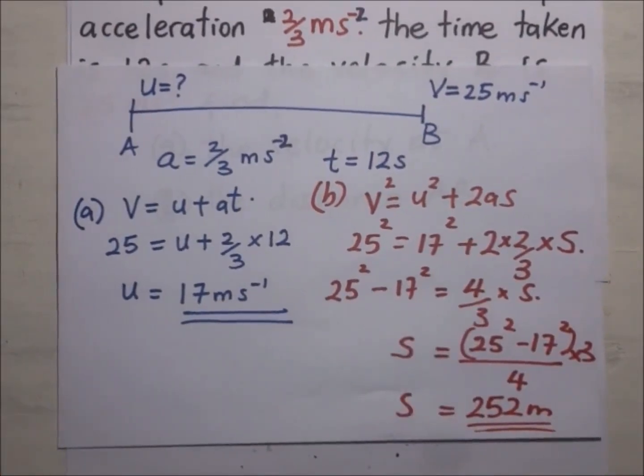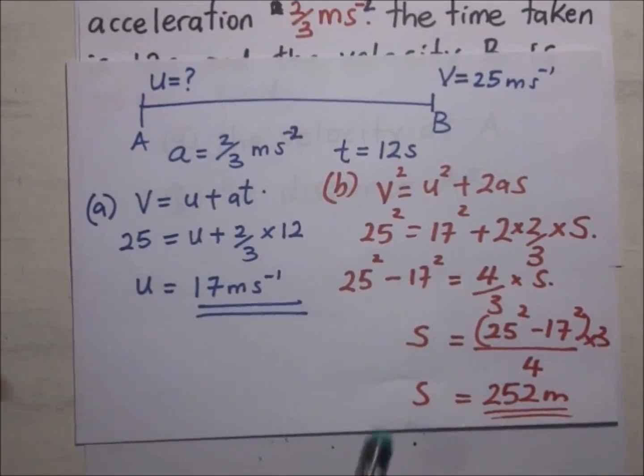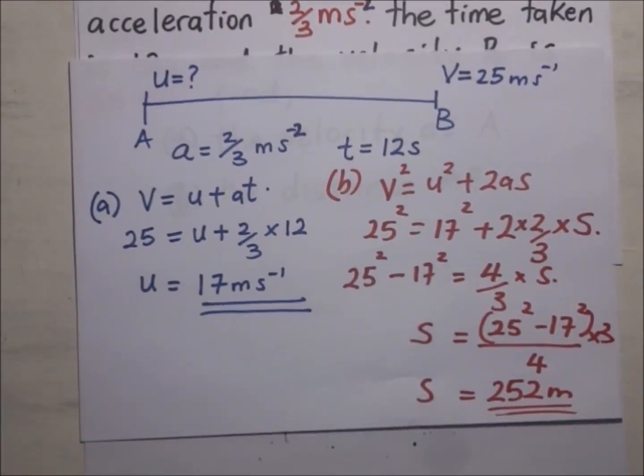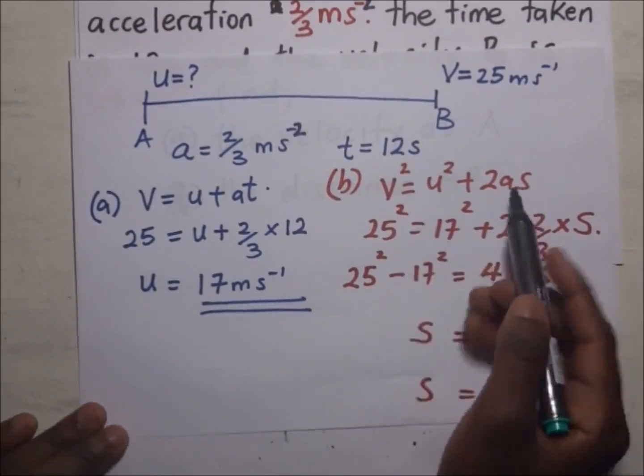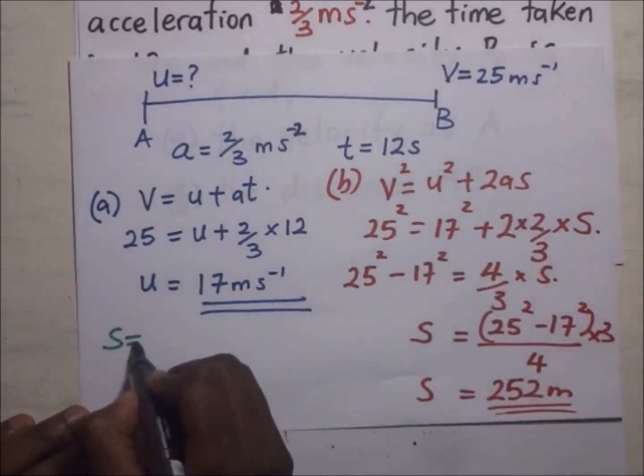Now this is when we've used this. Remember, we have up to 5 equations of motion, so you can as well use any other as long as you see it will work for you. So part B can also be done in an alternative way. We've used this equation, we can also use this equation to get the distance.